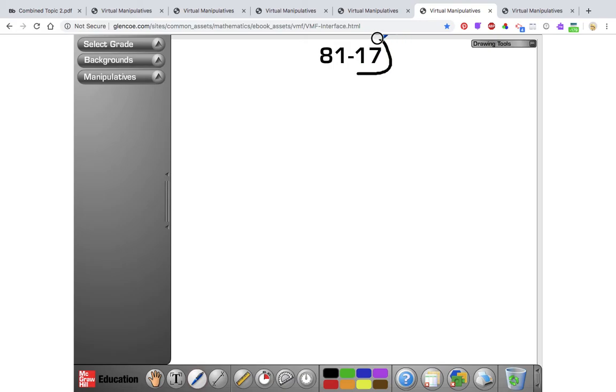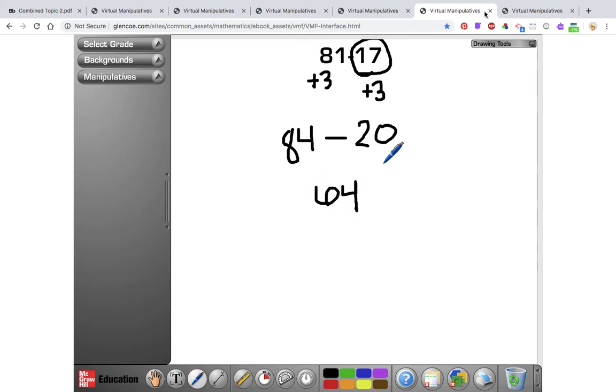So remember, I'm checking that second number and trying to make it into a group of 10. So 17, I know I need 3 more, so I'm going to add 3 to make it into 20. Then whatever I do to that number, I have to do to the other one. So I'm going to add 3 to 81, making it 84. 84 minus 20 is 64.